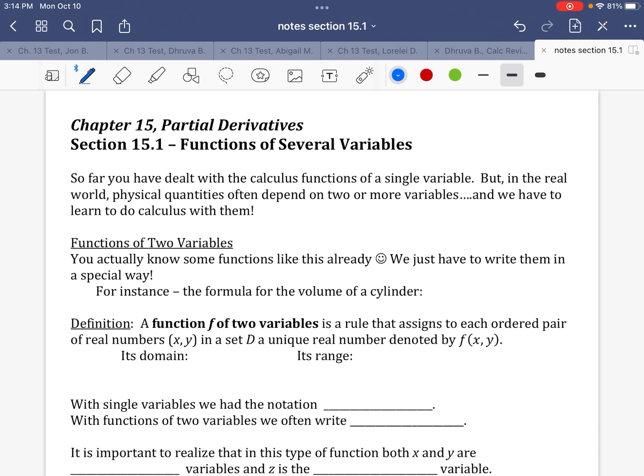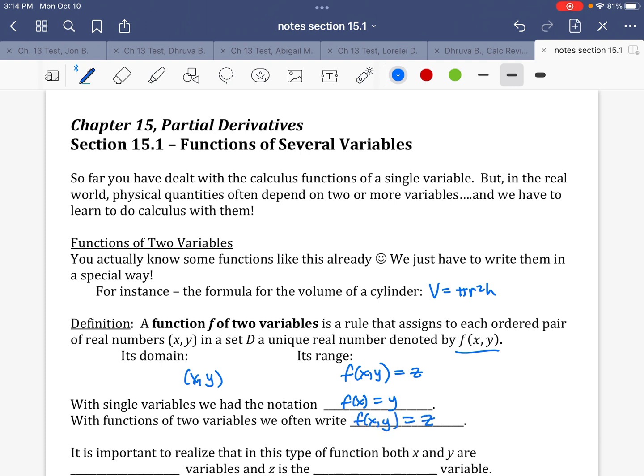And so, for instance, when you have the formula for the volume of a cylinder, the volume is pi r squared h. So you have two inputs to get that output of the volume, okay? And so when you have something denoted by f of x, y, your domain is x and y. So you're inputting two things, and your range is f of x, y, or basically that's equal to z, right? So with a single variable, we had f of x, and that was equal to y, right? And so here with two variables, we have f of x, y, which is equal to z.